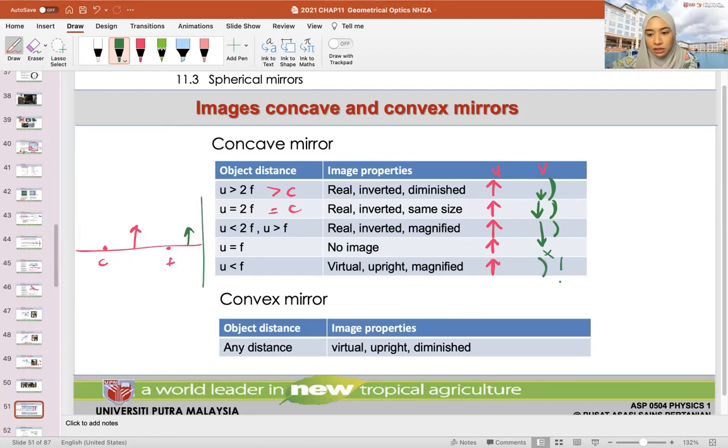Virtual maksudnya image dekat belakang. Virtual, upright, sama orientation, and magnified, besar. So for convex mirror, semua distance, virtual, upright, diminished, 7-Eleven eh. Ingat yang tu je lah. Saya selalu ingat yang tu je.